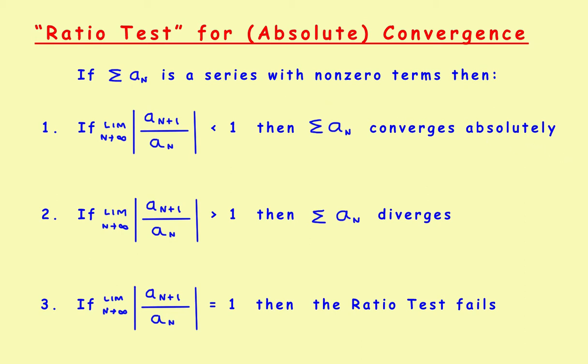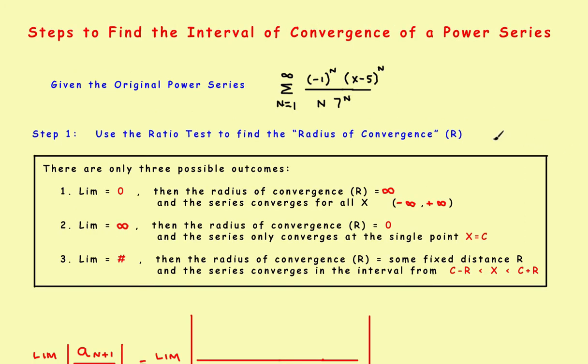So let's go back to our original problem here. We've got a series. First of all, just to note, it says x minus 5, and remember these are always in the form x minus c. So since this is an x minus 5, you know that this particular series is going to be centered at x is equal to 5. That's going to be the center of the interval of convergence.